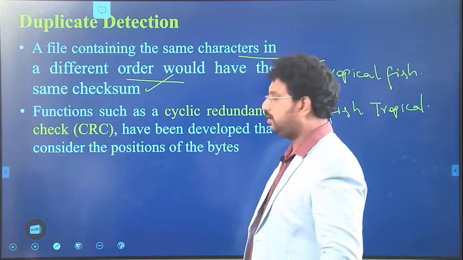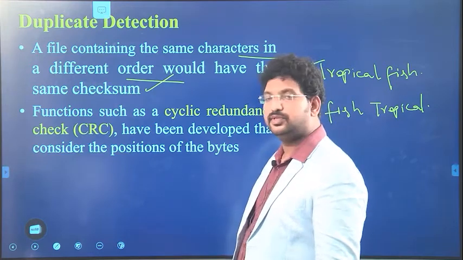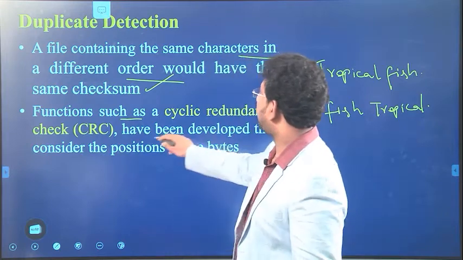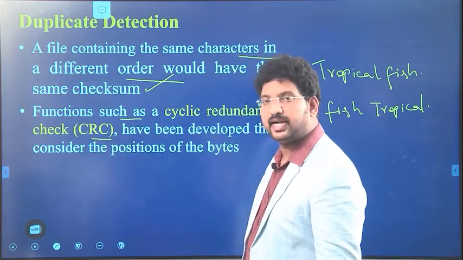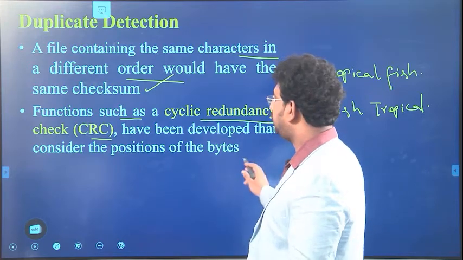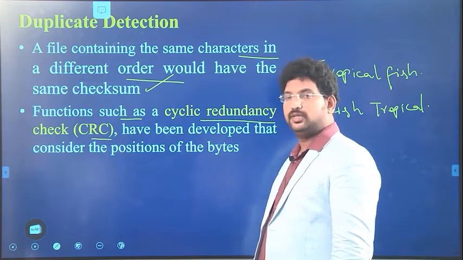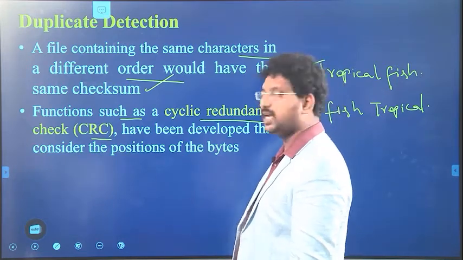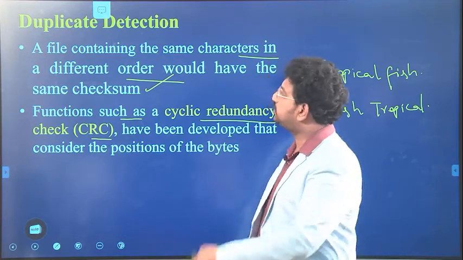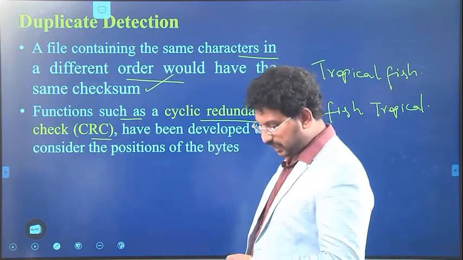Next, there are some more functions which are used for checksum and duplicate detection, such as CRC. It is simply abbreviated as CRC. We call it a cyclic redundancy check, and it has been developed to consider the positions of the bytes. So this is one of the functions which considers the positions of the bytes, and accordingly it is going to be processed. So this is also one of the techniques, the cyclic redundancy check.